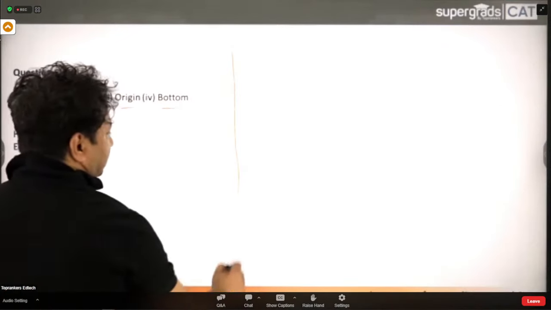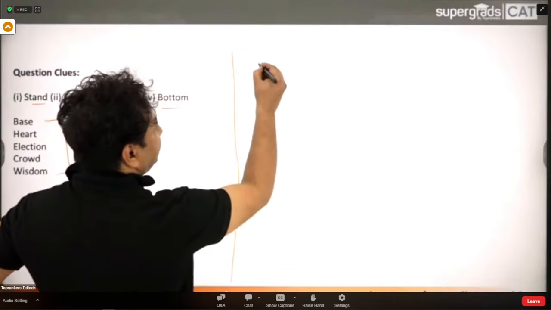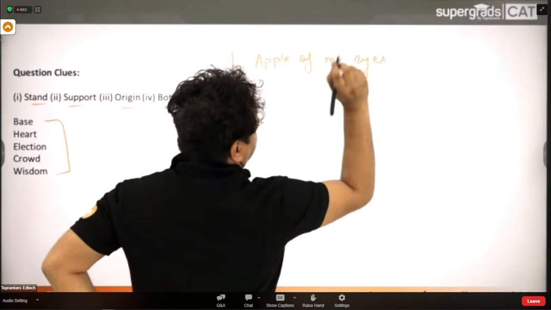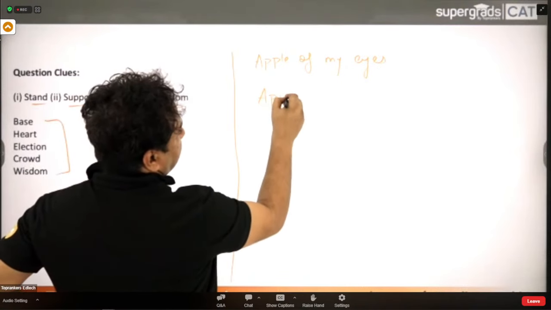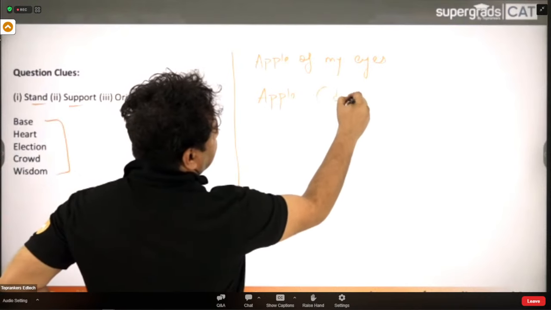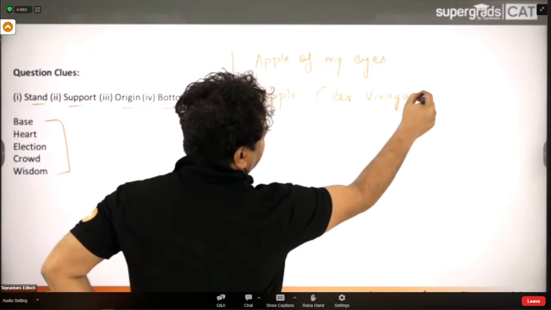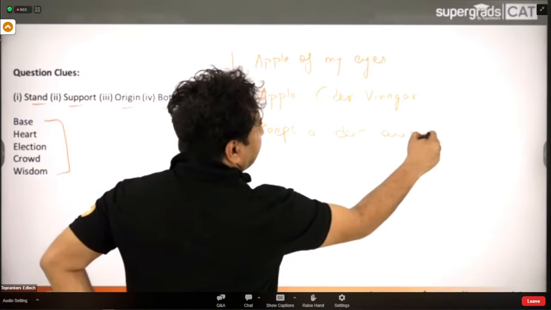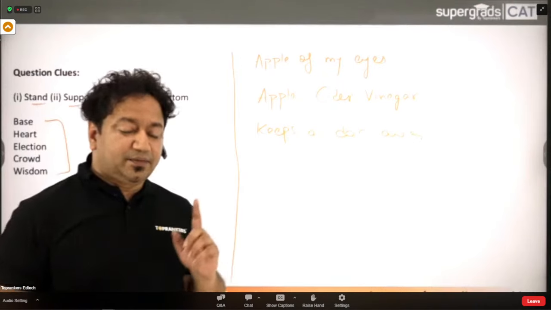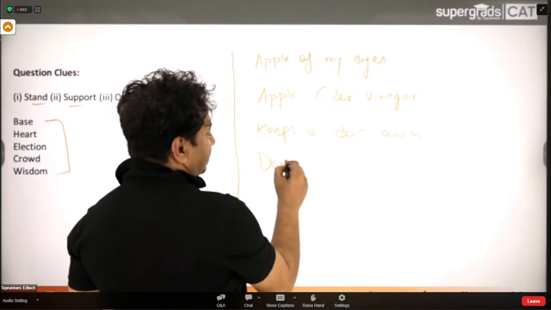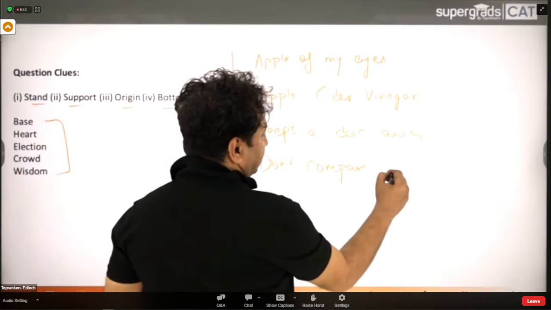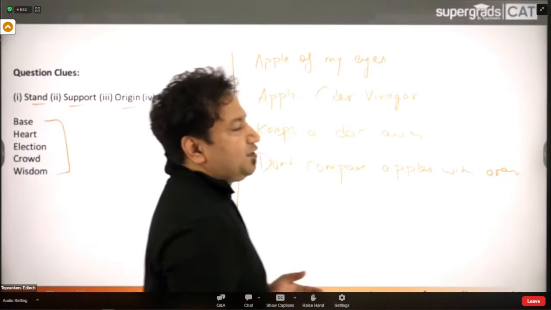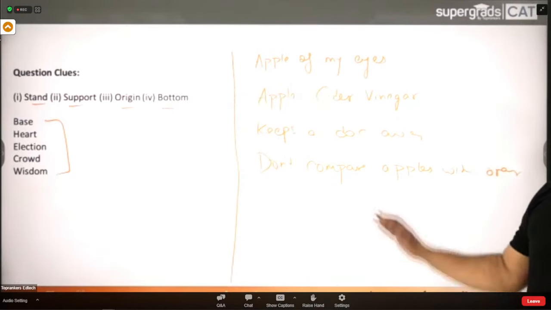I'll give you an example. Let's say in the question clues we have: apple of my eyes, apple cider vinegar, keeps the doctor away. These can be clues, and then there'll be five options. Or we can say: don't compare apples with oranges. So you'll be given some options. It can be vinegar, it can be apple, it can be orange. This is a basic example, a very simple one.